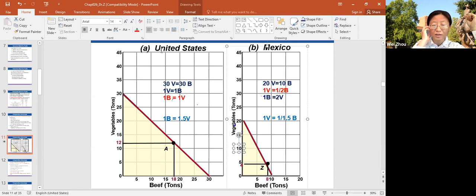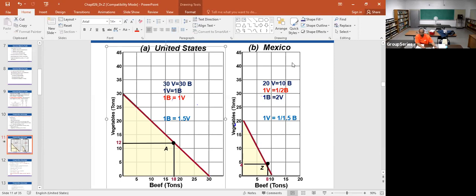Okay, so let's actually take a question on that. What they are saying is, when the US uses all the people to produce vegetable, 30 vegetable are produced. And if they use all people to make beef, you're going to make 30 units of beef. So in that case, you simplify both of them by dividing by 30. That tells you if you want to produce 1 unit of beef, you give up 1 unit of vegetable, and vice versa. Am I right?